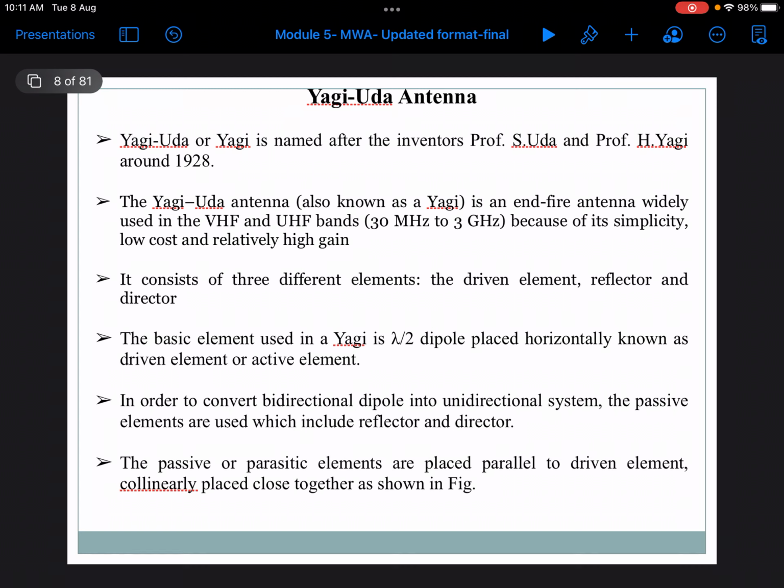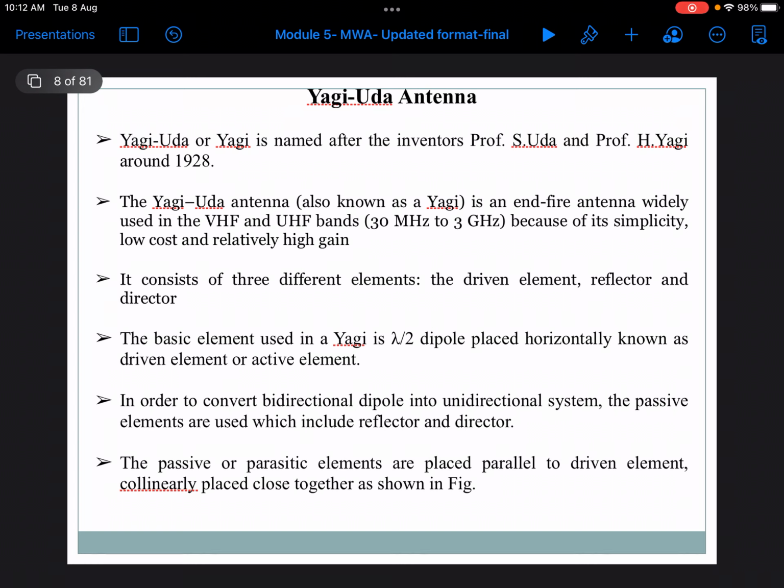Majorly it consists of three elements. The basic Yagi-Uda antenna consists of three elements, namely the driver element or driven element, and the reflector element, and the director element. So actually it is a resonant type. Resonant meaning it resonates only at one particular frequency. Actually it is a lambda by 2 resonant antenna.